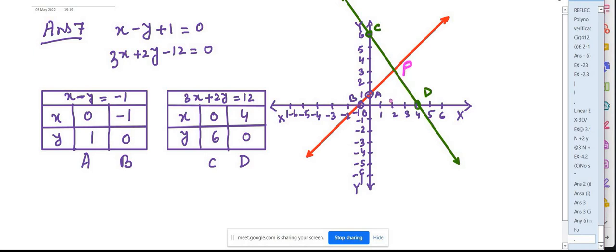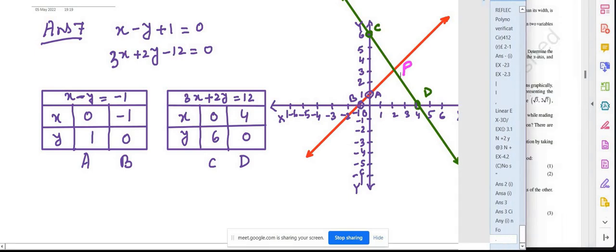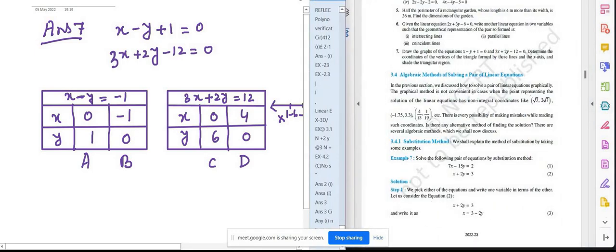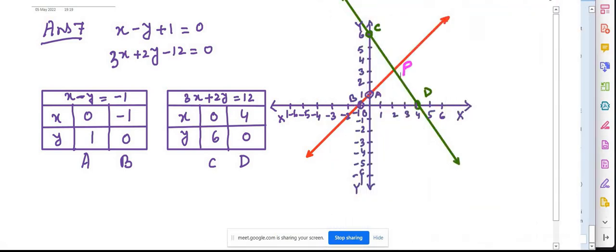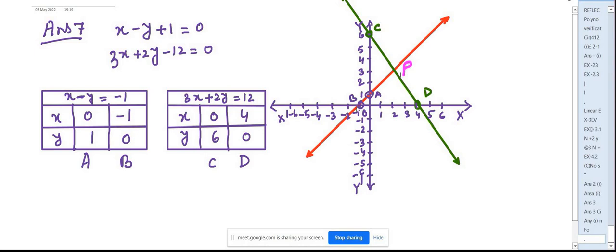Now here, read the question: we have to shade the portion. Determine the coordinates of the vertices of the triangle formed by these lines and the x-axis, and shade the triangular region. So the 2 lines and the x-axis are making which triangle? This triangle. So shade this portion properly. Already we are getting P, the point will be 2, 3. From the graph, you can easily understand it is 2, 3.